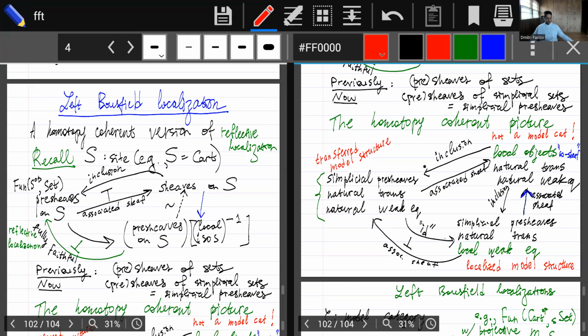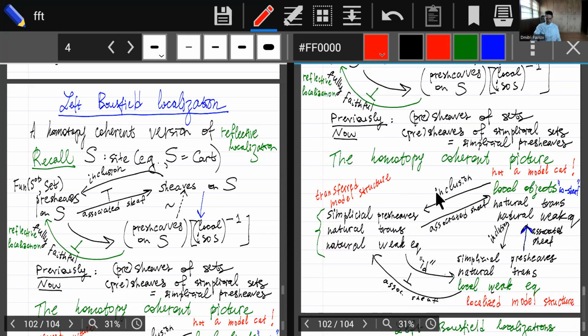Okay, any questions about this example before we move on to the formal definitions? Please, can you review a bit more the intuition behind reflective localization and how it is used in field theories?